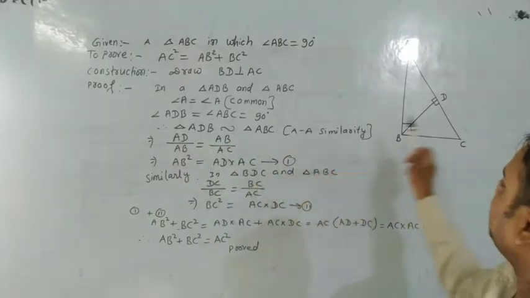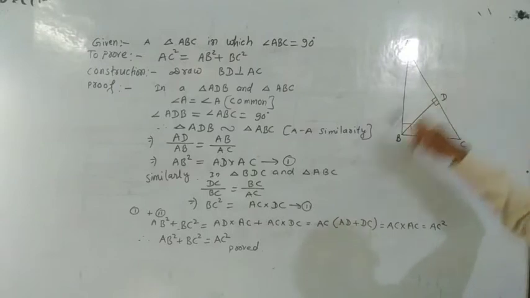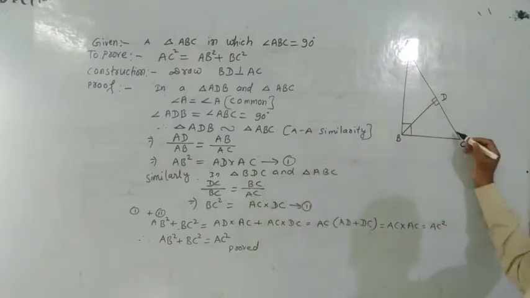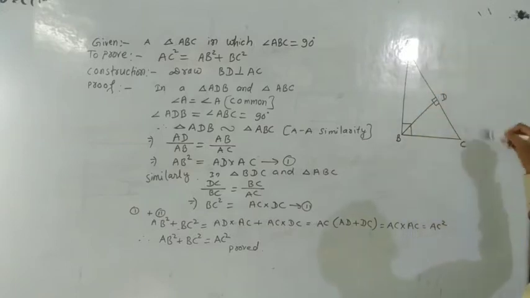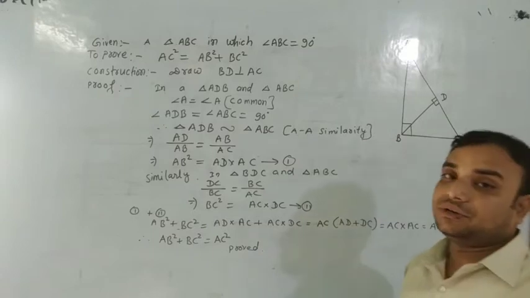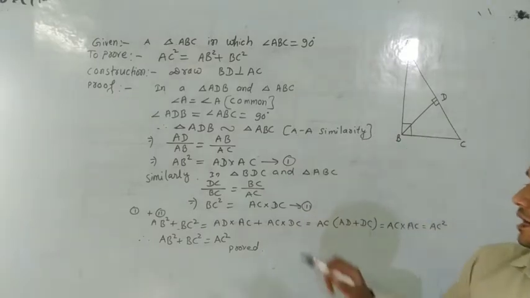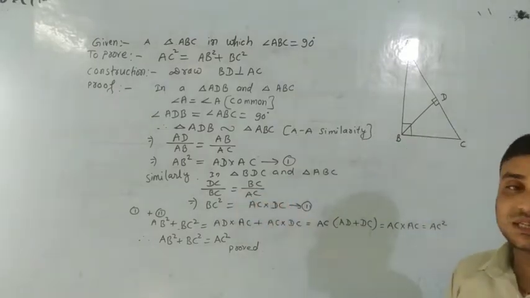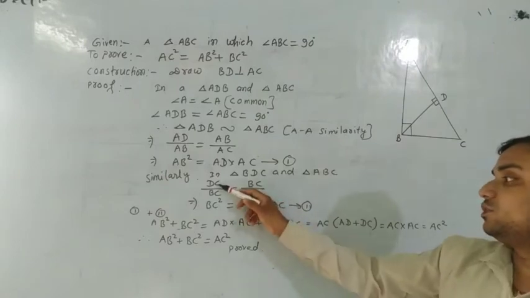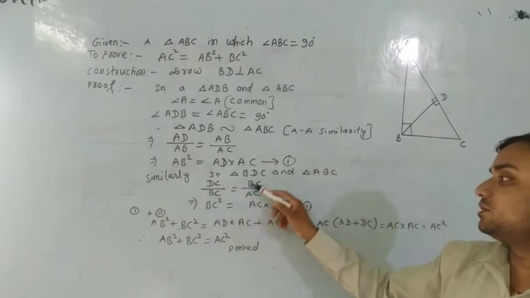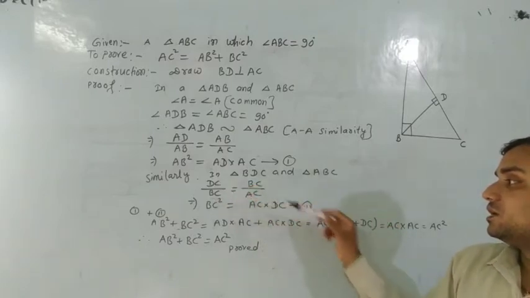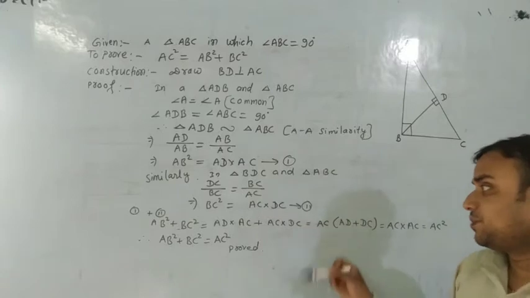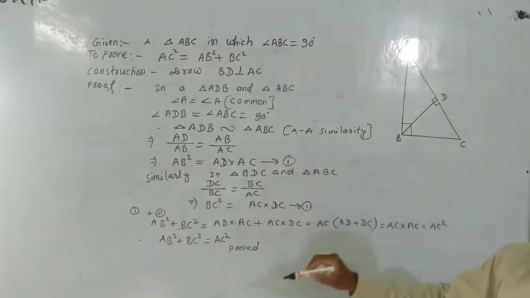Similarly, in triangles BCD and ABC, angle C equals angle C, which is common, and angle D equals angle ABC, which is 90 degrees. So the triangles are similar, and their corresponding sides are proportional. So DC upon BC equals BC upon AC. After cross multiplication, BC square equals DC into AC. This is the first equation and the second equation.